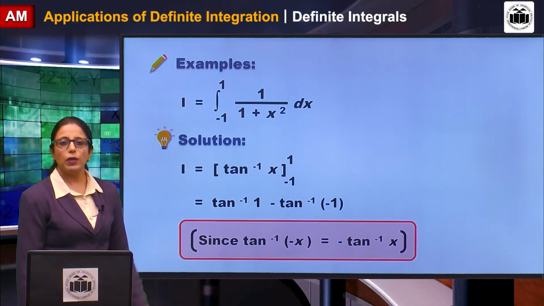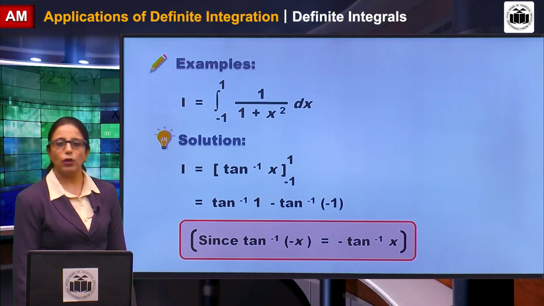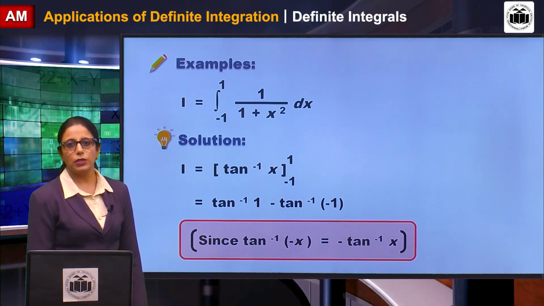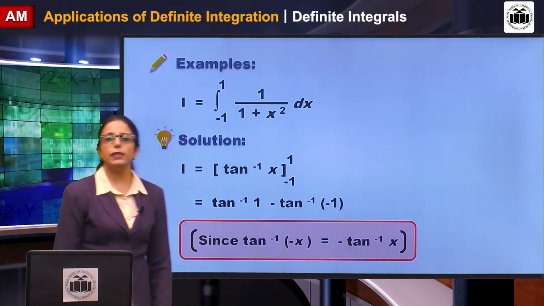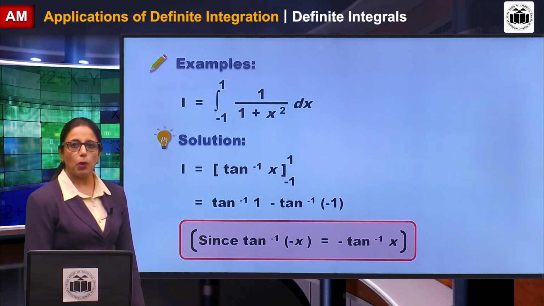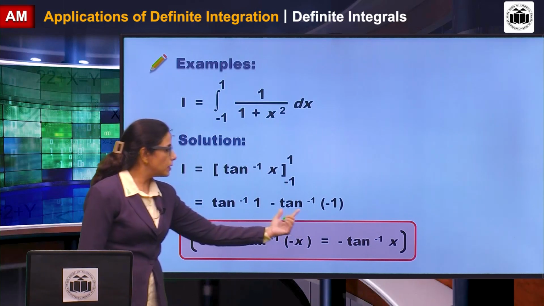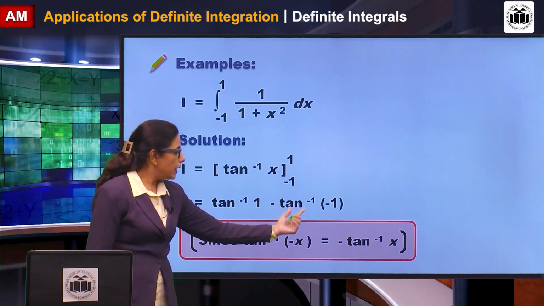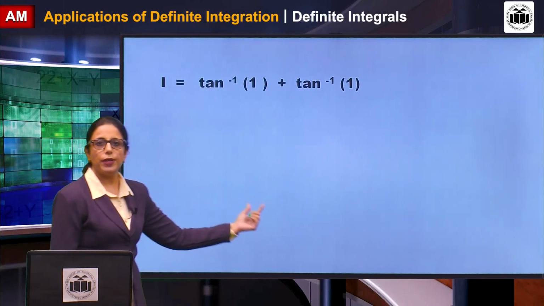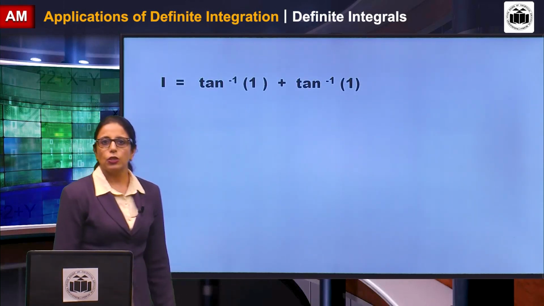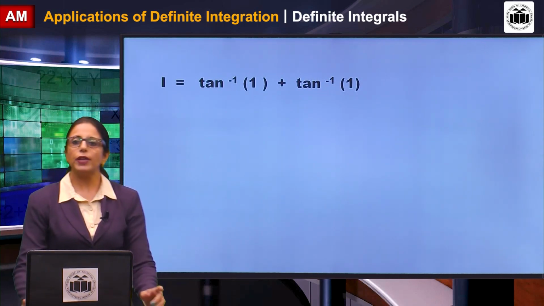Now, this is one of the properties of inverse trigonometric functions that you all have already studied in the first semester, and that is tan inverse minus x is equal to minus tan inverse x. So, this property is applied for this part that we got here. So, tan inverse minus 1 becomes minus tan inverse 1. So, what we get here, it becomes a plus. So, we get tan inverse 1 plus tan inverse 1. Now, what is the value of tan inverse 1?